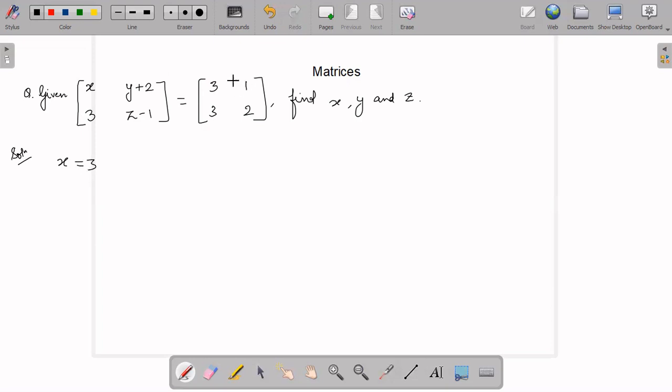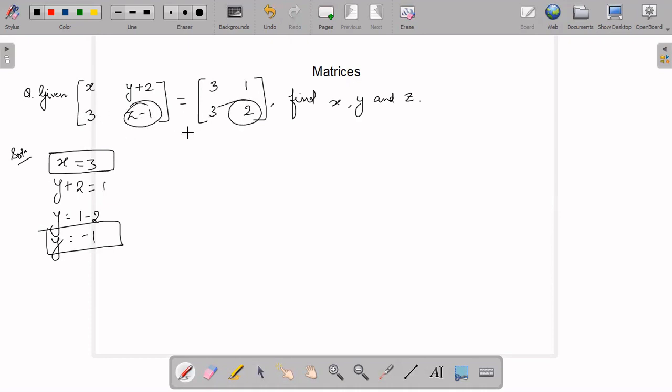y plus 2 is equal to this 1. So y is basically minus 1. So highlight the answers. Then this 3 is equal to this 3, obviously, no doubt. And this z minus 1 is equal to this 2. So z minus 1 is equal to 2. Hence, z is equal to 2 plus 1, which is 3. हो गया, यही है हमारे answers. Next question.